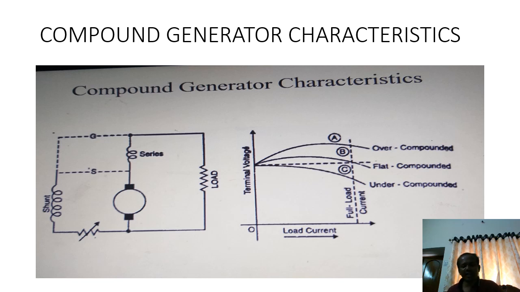Next is compound generator characteristics. Compound generators are of two types: long shunt compound generators and short shunt compound generators. Here you can see long shunt and short shunt compound generators. When we consider this dotted line, and you remove this one, you can call it a long shunt compound generator. When you remove this one and connect it here, you can call it a short shunt compound generator. These two are most important. This is the variable resistance.